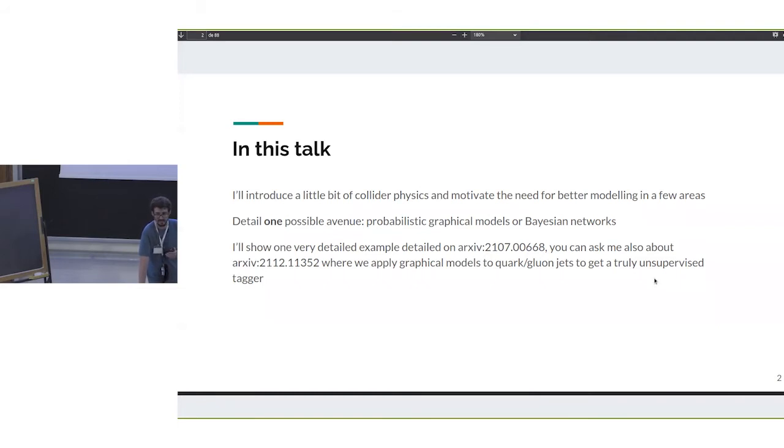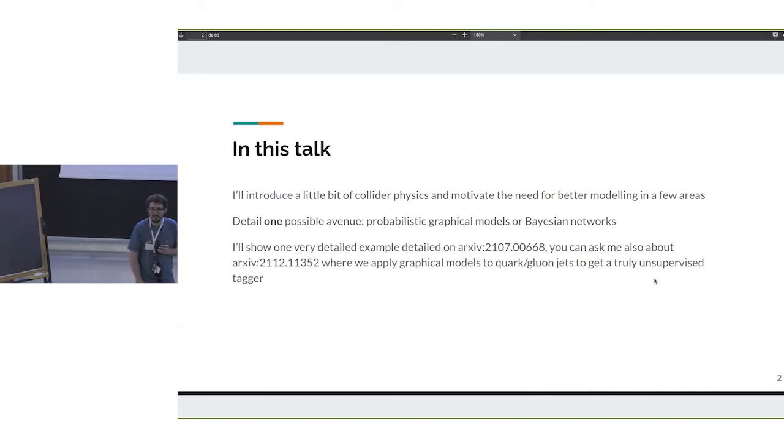Here we'll hear a lot about different models. So I want to give one possible perspective, which is the use of probabilistic graphical models, or as they are sometimes called, Bayesian networks. And then I'll show one very detailed example. I hope you'll interrupt every step of the way. Let's see how it goes.